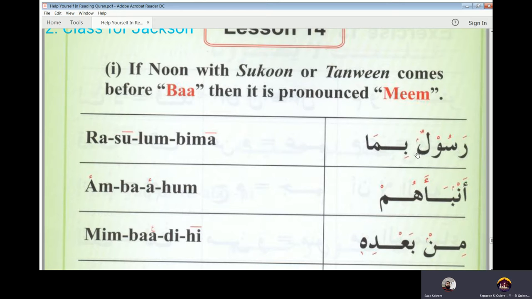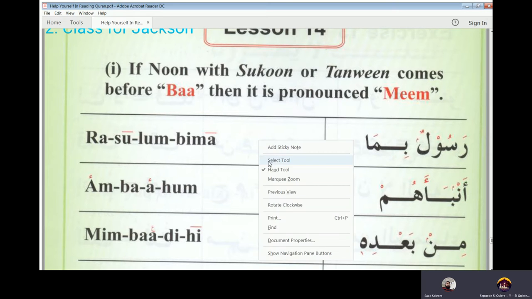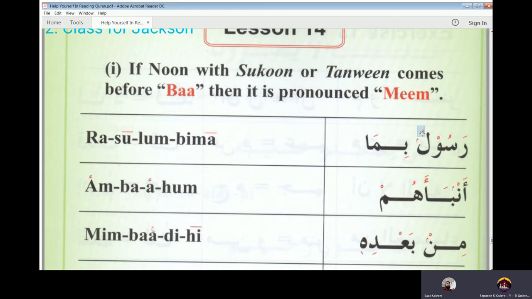Rasulum bima. So you pronounce the meem and the ba. On normal occasion we pronounce Rasulun, but here because of this ba we will pronounce Rasulum, and as you see a very small meem written on the lam. This meem is a sign for this. So the tanween takes the m. Yes, Rasulum bima.